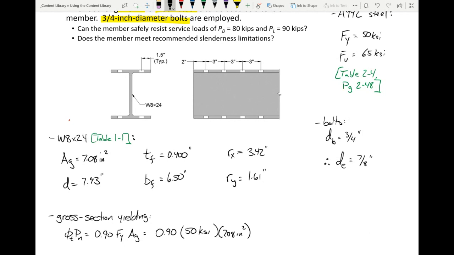Anybody have an answer for me? Well, if I did my math right, Trevor got it right: 318.6. Is that what you got? Yep. All right, so therefore phi PN is 318.6 kips. What I'm going to do is box that in blue and label it gross section yielding.